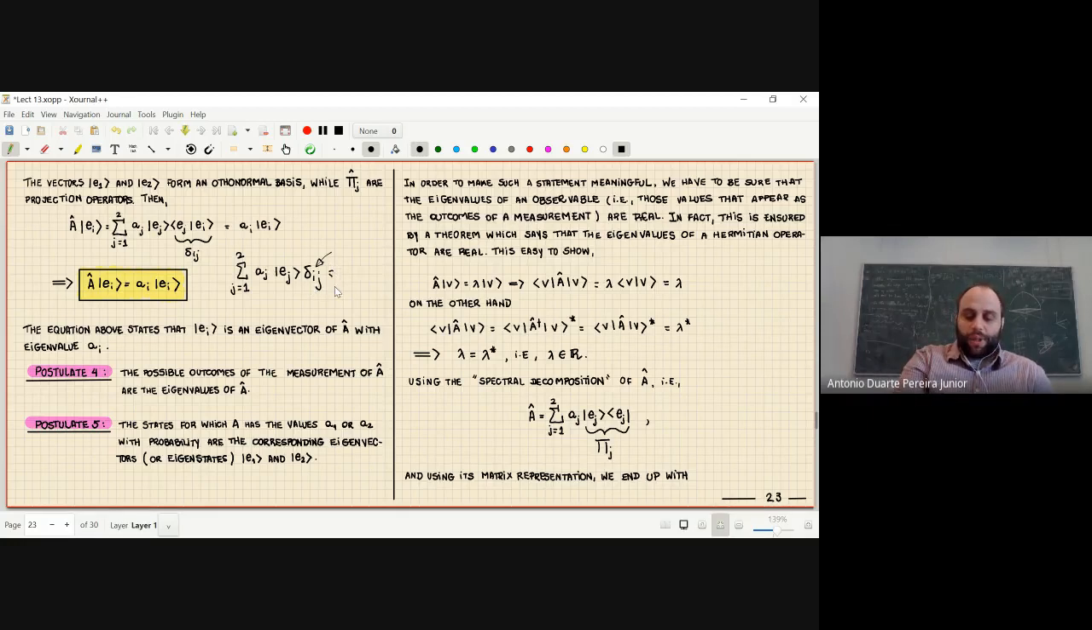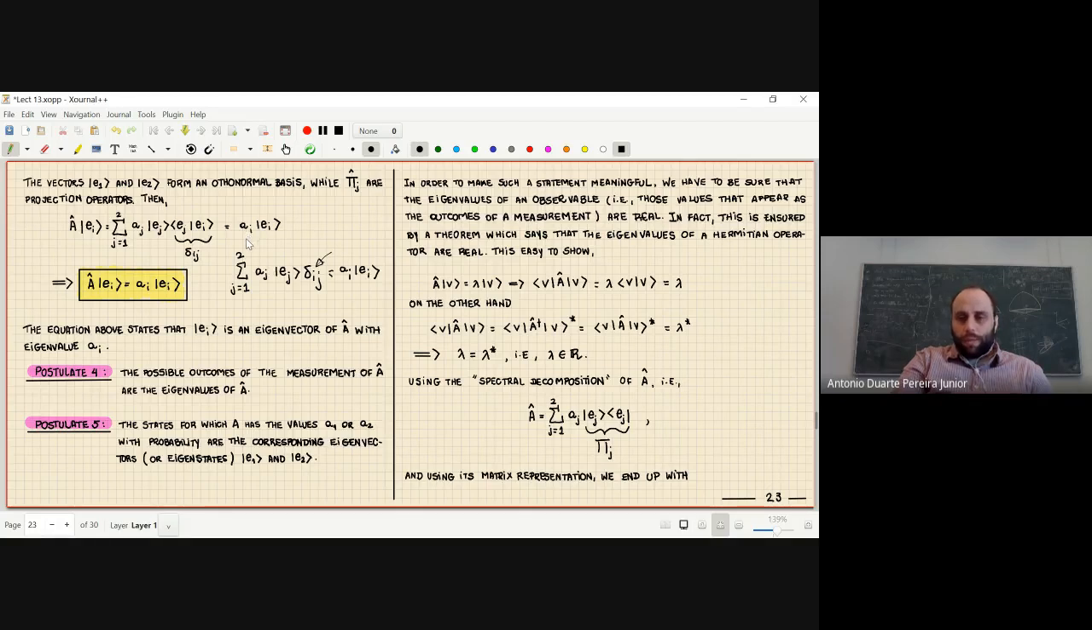So I have to replace j's by i's everywhere and kill the sum. So these will be a_i, e_i. Okay? So what I'm saying here is that when I apply A hat to the vector e_i, I get little a_i times e_i. Little a_i is nothing but the one possible outcome that you see in the experiment.